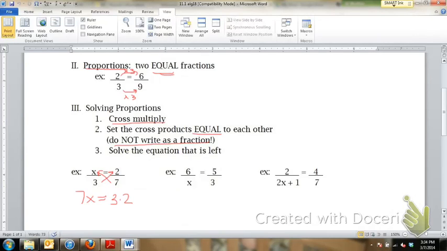Well, 3 times 2 is just 6. So I have 7x equals 6. Divide both sides by 7, and just leave it as 6/7. It's okay to get fraction answers.